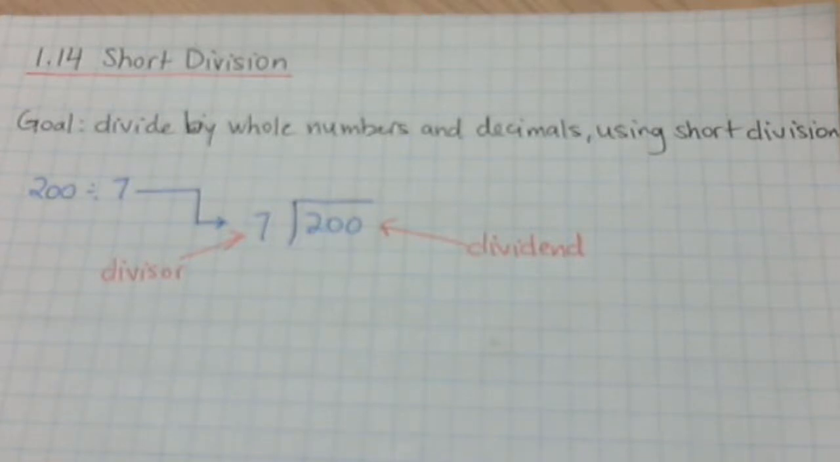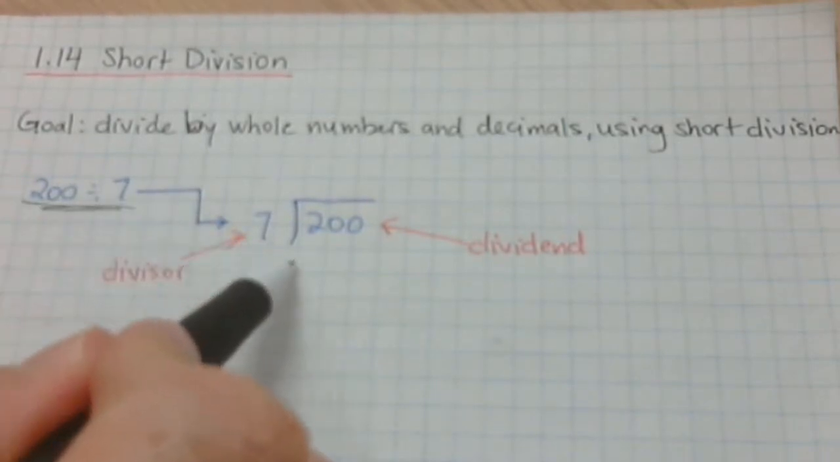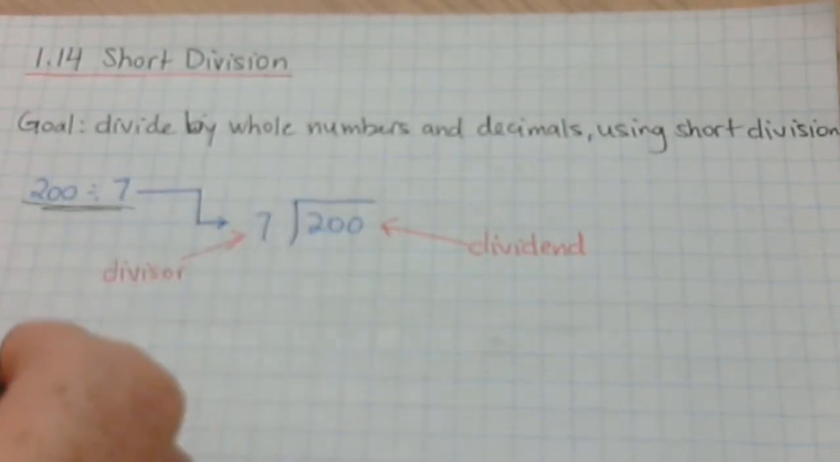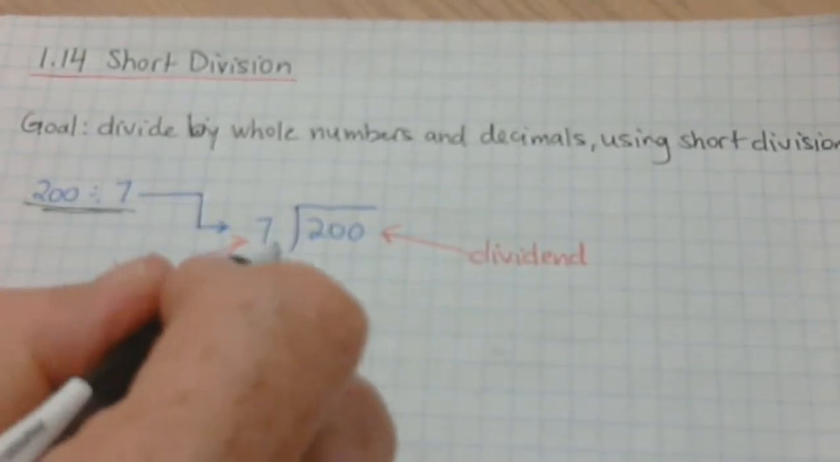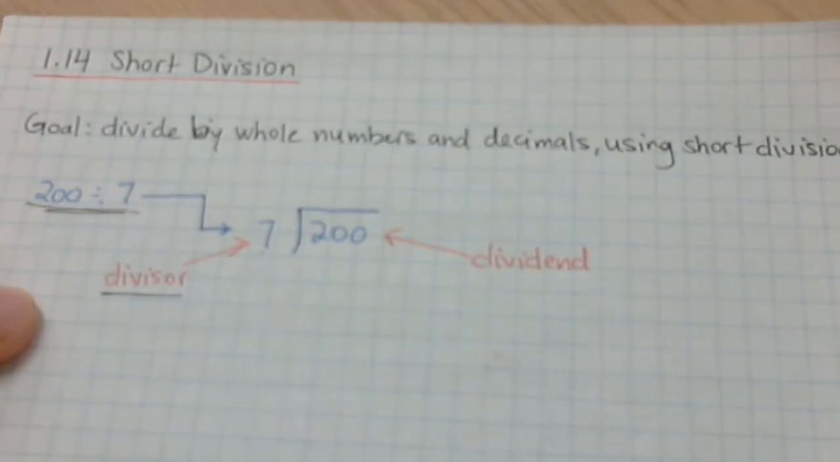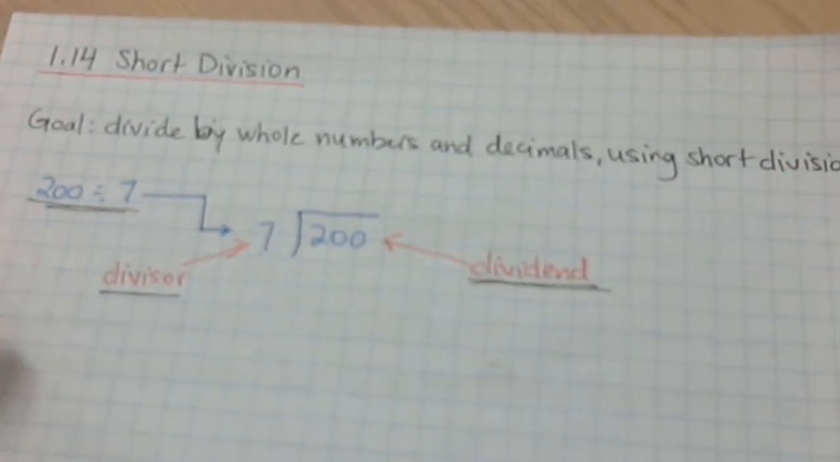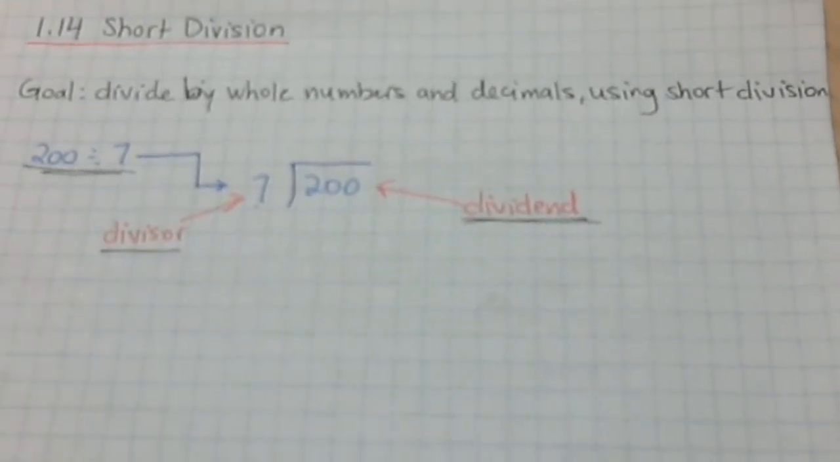So we have this question of 200 divided by 7. What we're going to do is change it to this format. We say 7 into 200. The 7 has a very specific term. It's called the divisor, and the 200 is called the dividend. Try to remember those terms because I'm going to be using them in a few minutes.